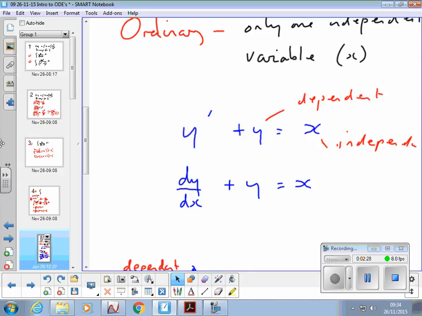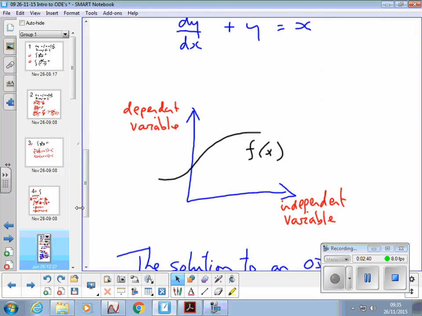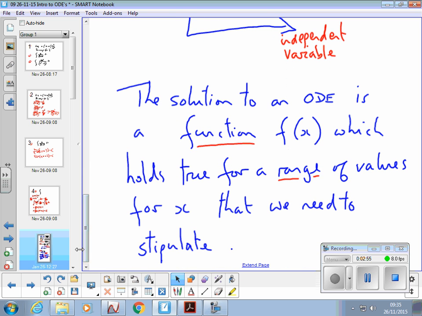Okay, so we've got the independent and the dependent variables, and you can see them here, look. We've talked about this before. So if we've got a function that involves an independent and a dependent variable, then the independent variable tends to go on the x-axis and the dependent variable on the y-axis. So the solution to an ordinary differential equation is a function which holds true for a range of values for x that we need to stipulate.